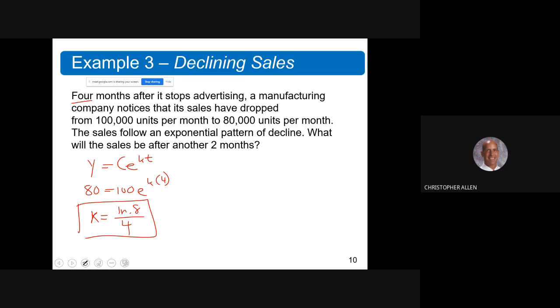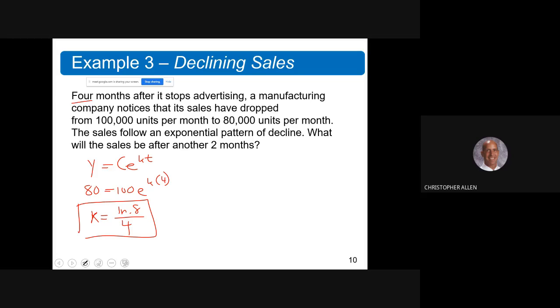Okay, so hopefully you figured out what K was. K is going to be the natural log of 0.8 divided by 4. Because the problem says after 4 months, it went from 100,000 to 80,000. By the way, if you want to write that as 80,000 and 100,000, you can, or you can divide. In fact, you could have just written 8 and 10. It doesn't matter. It's still the same ratio, right? You'll get that for K.